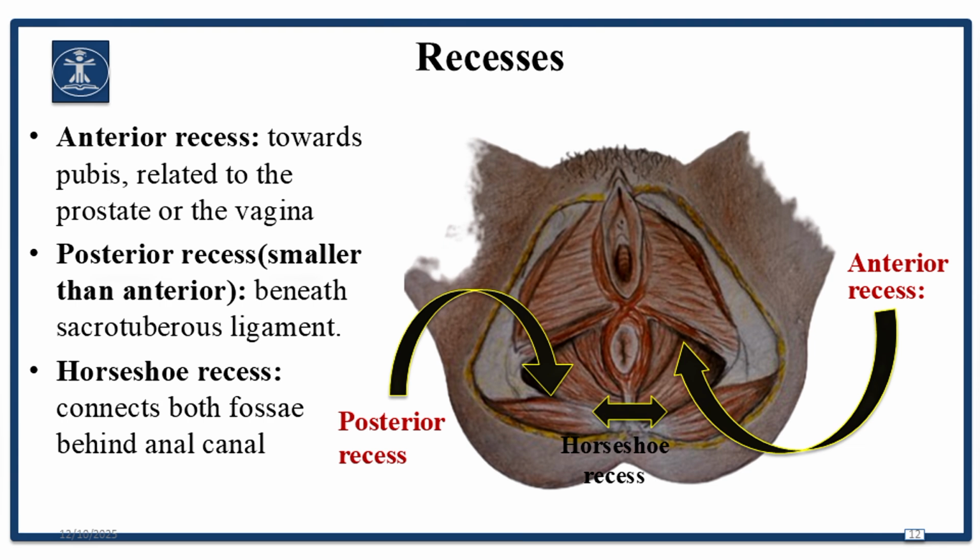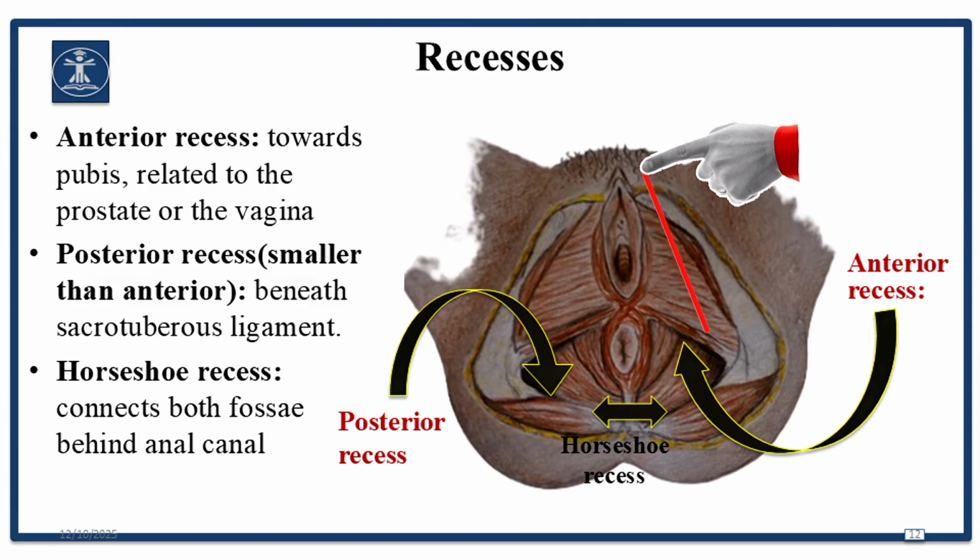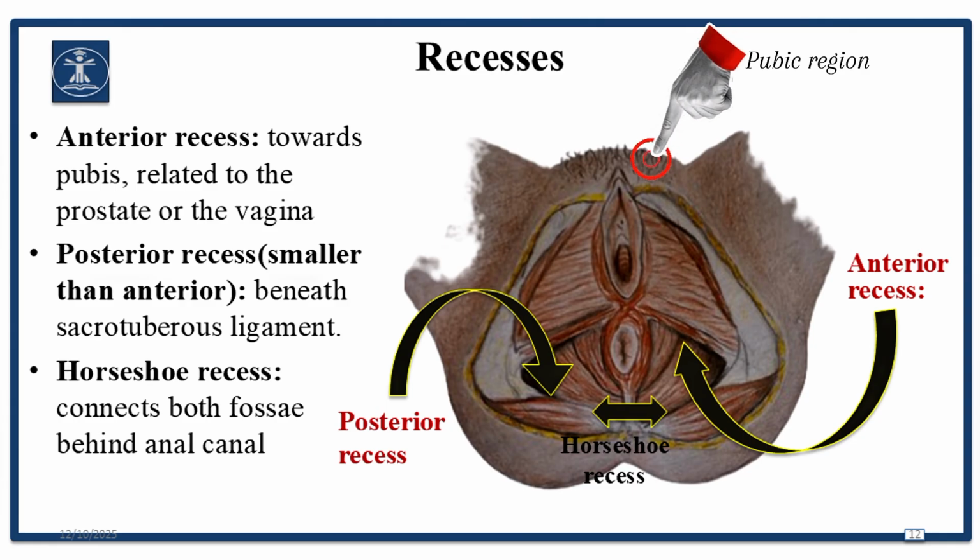Now, the anterior recess passes under the superficial perineal muscle, under the deep perineal muscle, anteriorly towards the pubic tubercle or towards the pubic region. And it has relations such as the prostate. The prostate gland can be found around there, and we have the vagina close to it. Those are closely related structures that are found near the anterior recess.